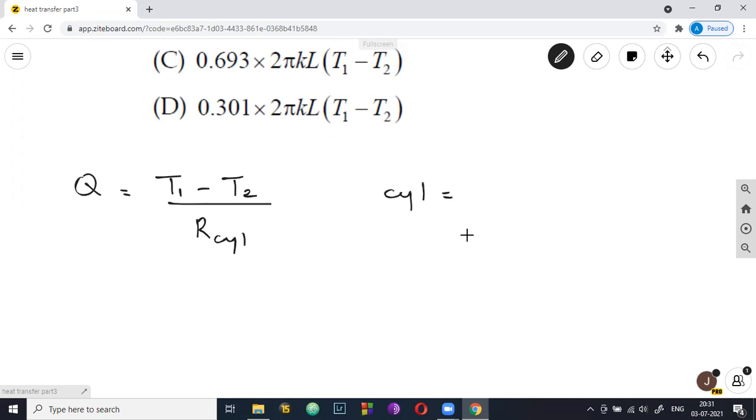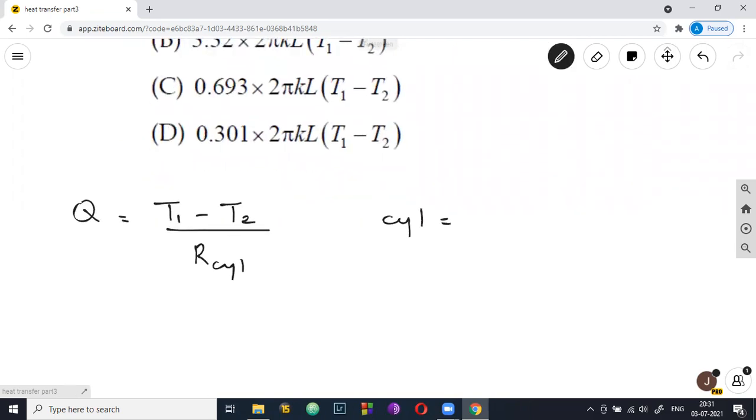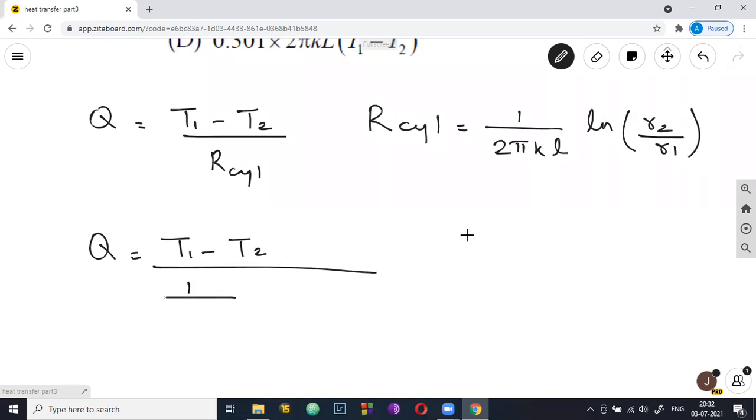What is R of cylinder? This is a cylinder, right? R of cylinder is 1 by 2 pi KL, log of outer radius by inner radius. Now take this, this is the R of cylinder, and substitute it here. So Q is equal to T1 minus T2 divided by 1 by 2 pi KL, log of R2 by R1.